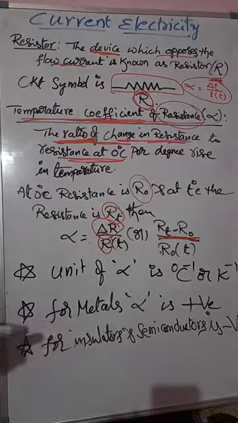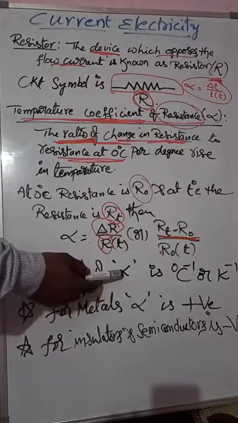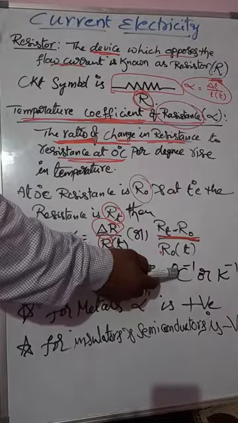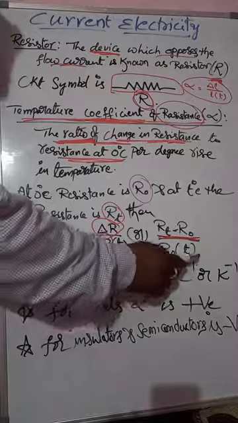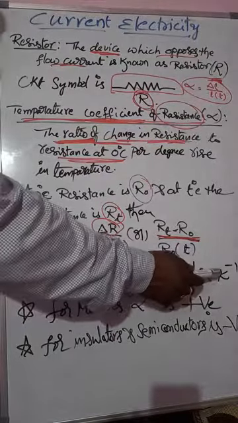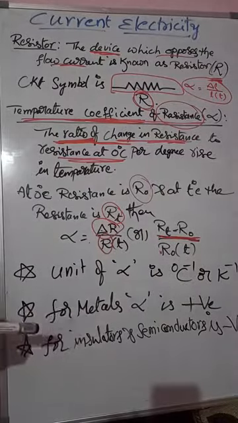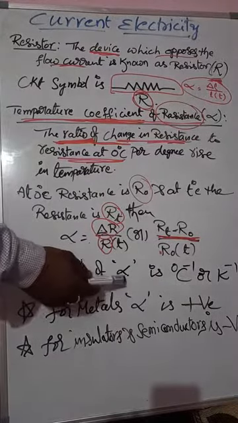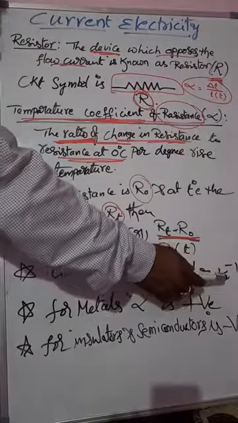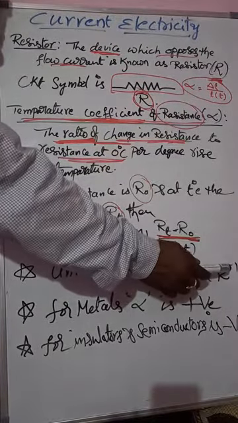Now the SI unit of alpha is per degree centigrade, that is degree centigrade inverse, or per degree Kelvin, or Kelvin inverse. No problem. The unit of alpha is per degree centigrade or degree centigrade inverse, per degree Kelvin or Kelvin inverse.